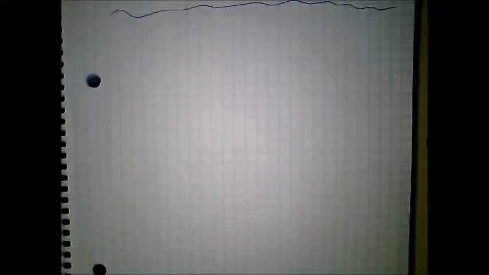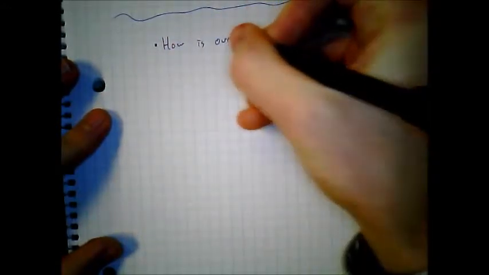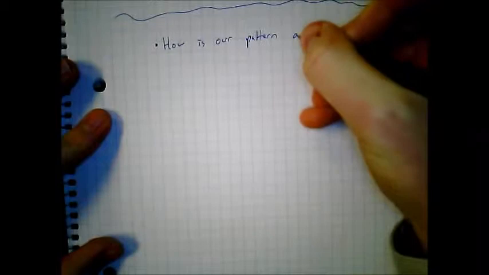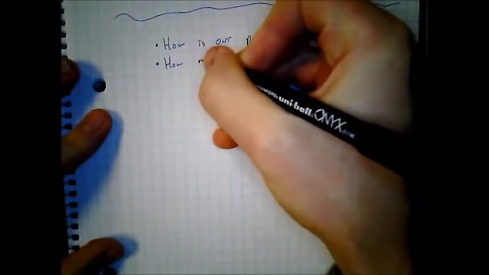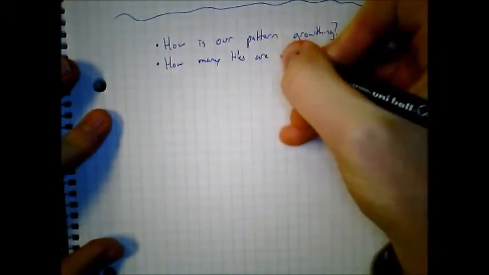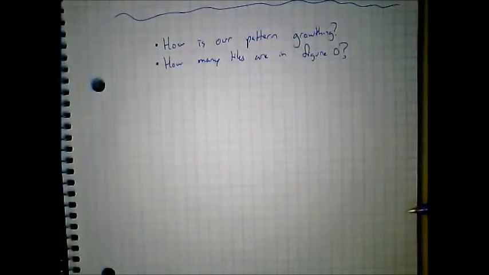Okay, welcome. In this video, we're going to look at how to write equations given a graph. Now we know how to write equations given a table, and the same two things we need to know. The first, again, is how is our tile pattern growing? What's the growth? And we also need to know how many tiles are in figure 0. Once we know the answers to these two questions, we can jump right to our equation.